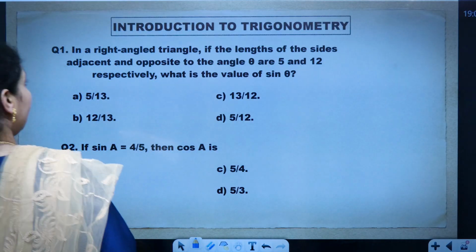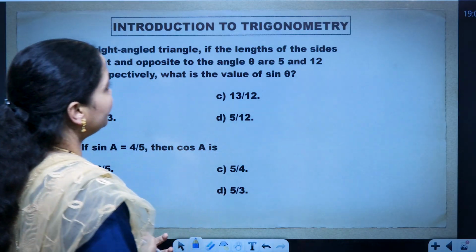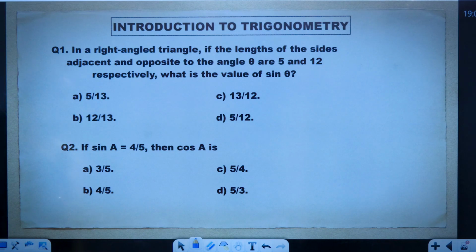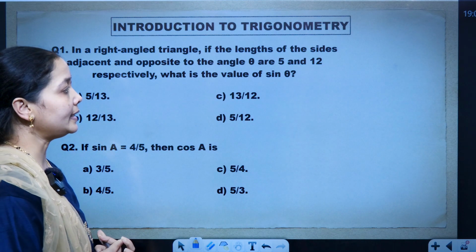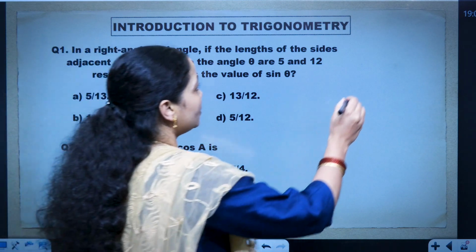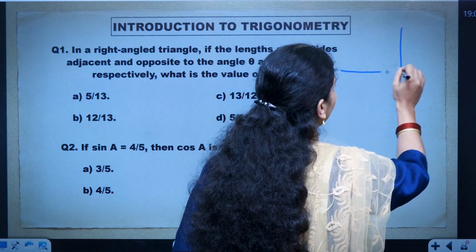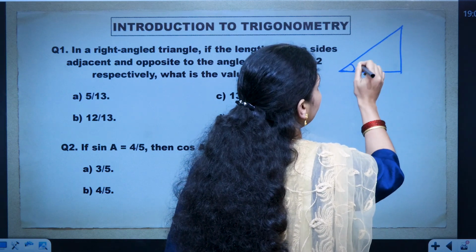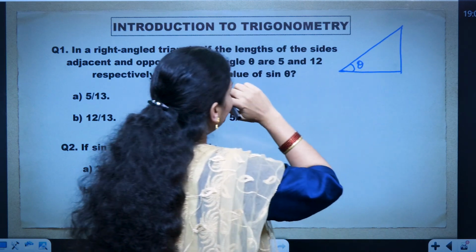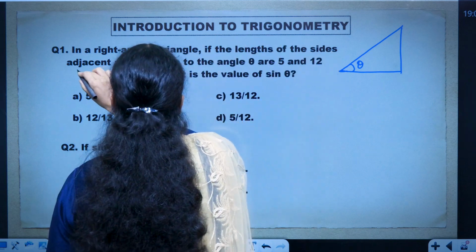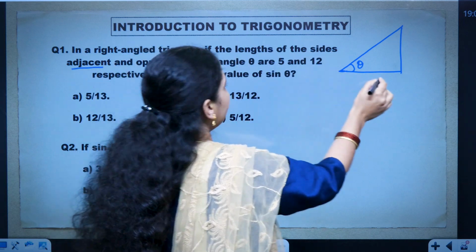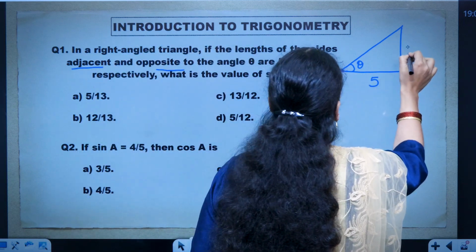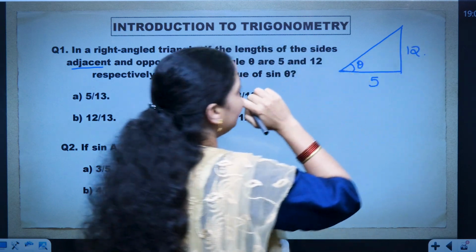So in the first question, in a right angle triangle, the lengths of the sides adjacent and opposite to the angle theta are 5 and 12. Let us draw a right angle triangle. This is my right angle triangle, and I'll consider this to be theta. They are telling the length of the sides adjacent and opposite. Adjacent is 5, opposite is 12. I have to find the value of sine theta.